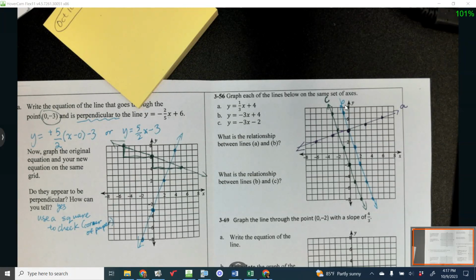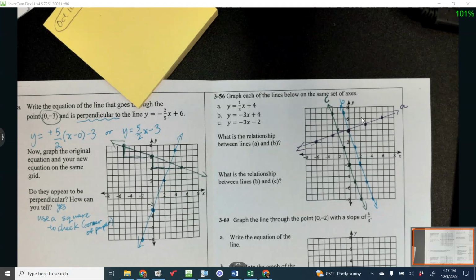So here are the lines I drew. You have A, 1/3 x plus 4, right there. B, -3 over 4, with a y-intercept of 4, that's one line. And then C is the green line, -3 minus 2.